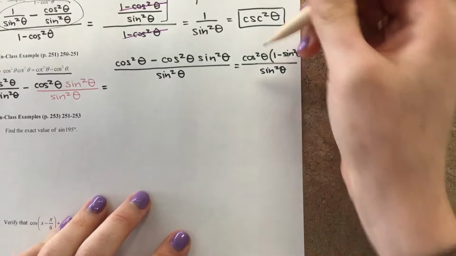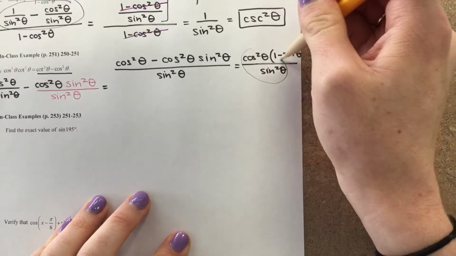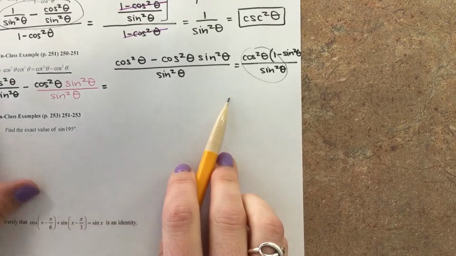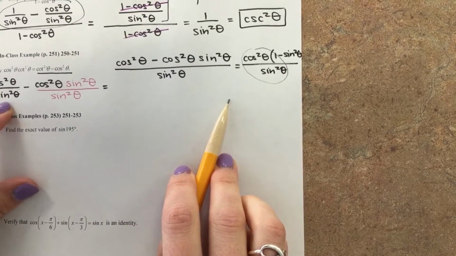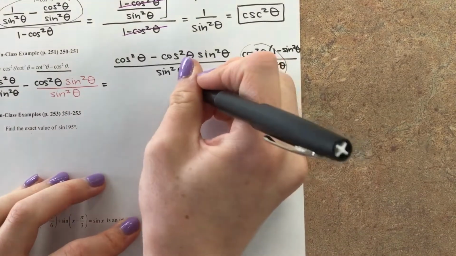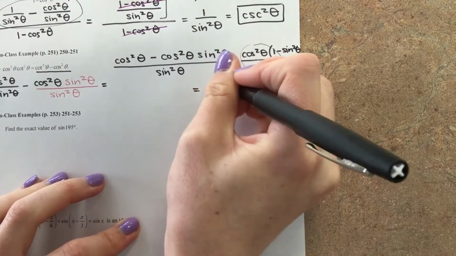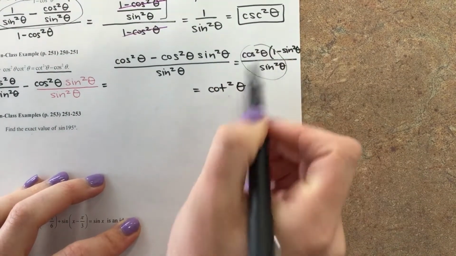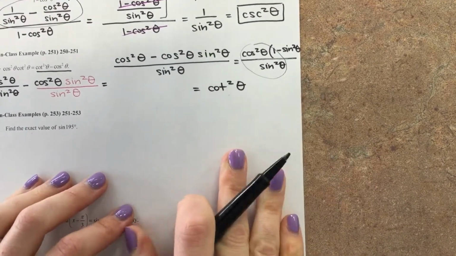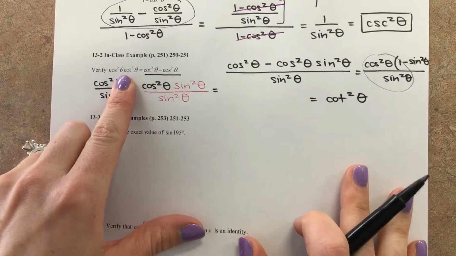Start with this piece right here, this cosine squared divided by sine squared. According to this identity, cosine squared divided by sine squared is just cotangent squared. So this part that I just circled is the same as cotangent squared, because remember, our end goal is to make it look like this.